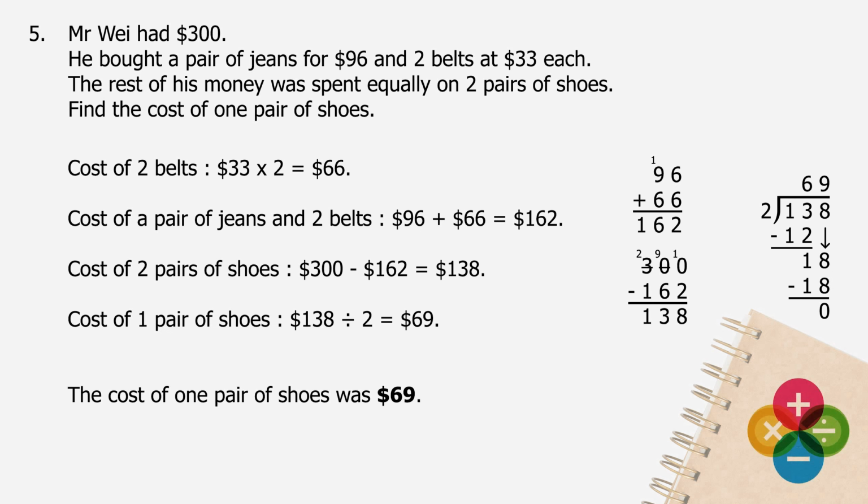The cost of 2 belts will be, multiply $33 by 2, and the product is $66. The cost of a pair of jeans and 2 belts will be, add $96 to $66, and the sum is $162. The cost of 2 pairs of shoes will be, subtract $300 from $162, and the difference is $138. The cost of one pair of shoes will be, divide $138 by 2, and the quotient is $69. The cost of one pair of shoes was $69.